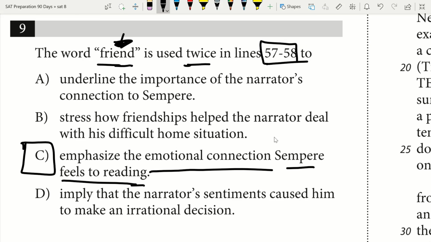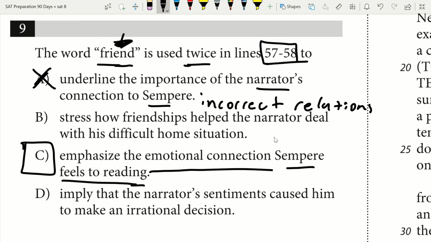Let's go ahead and run through A, B, and D and show why they're wrong as well, though. So we have option A, underline the importance of the narrator's connection to Sampir. Well, we're not describing the narrator and Sampir as friends here. We're talking about Charles Dickens. So the answer there is going to be wrong because that's an incorrect relationship. And that's a wrong answer choice type you want to watch out for on the SAT: an incorrect relationship. You'll see that on the science section sometimes as a reversed relationship. In this case, for the literature section, oftentimes it's just an incorrect relationship.